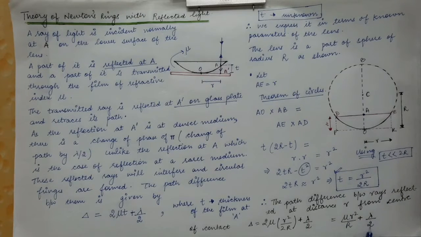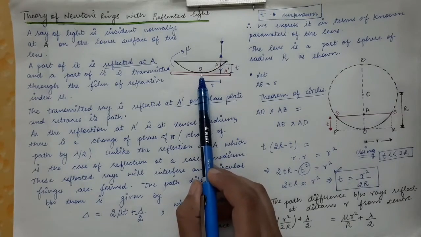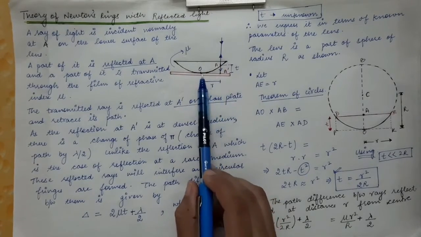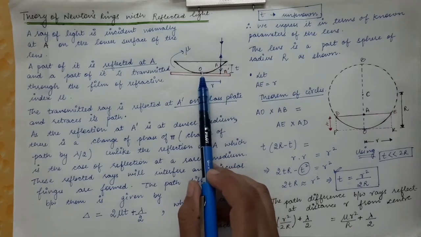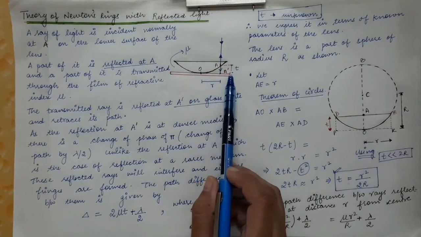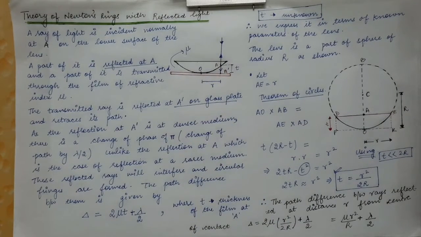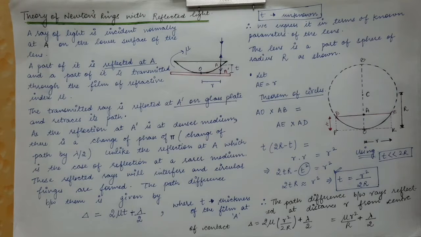In this, all terms are constant except small r. So as you move away from the point of contact, the distance r will increase, so the optical path difference will also change. Now according to the value of optical path difference, if it is equal to n lambda, we will get circular bright fringes, and when it is equal to n plus half lambda, we will get circular dark fringes.